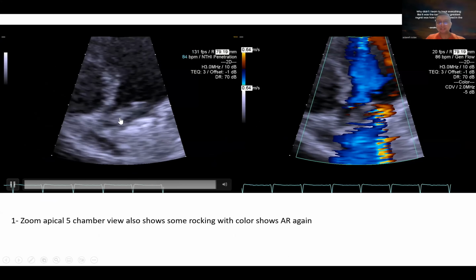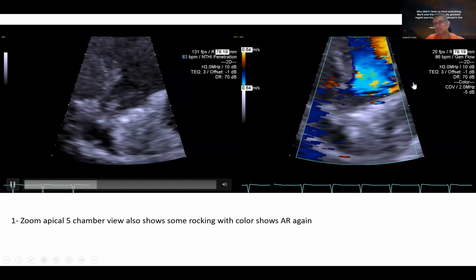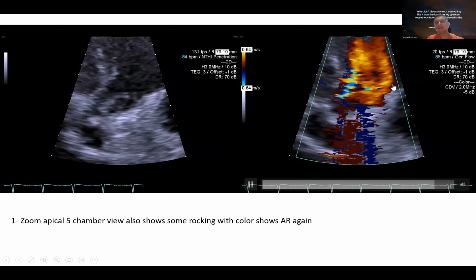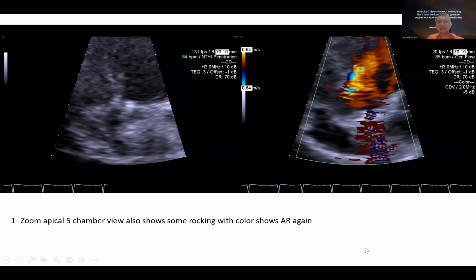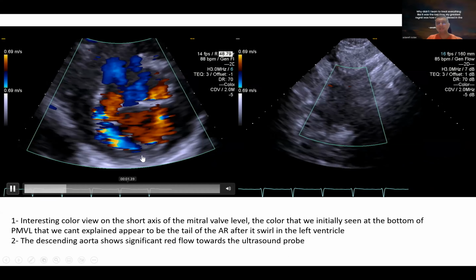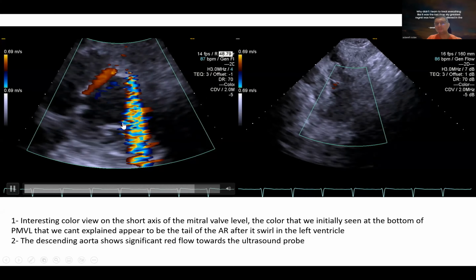And this is the apical 5-chamber view. Again, you can see rocking of the aortic valve, and you can see the aortic regurgitation at the side here, but we can't really tell the severity based on the color here. Now, this is a short axis view, and that is the mitral valve, right? That's the anterior mitral valve and posterior mitral valve leaflet.